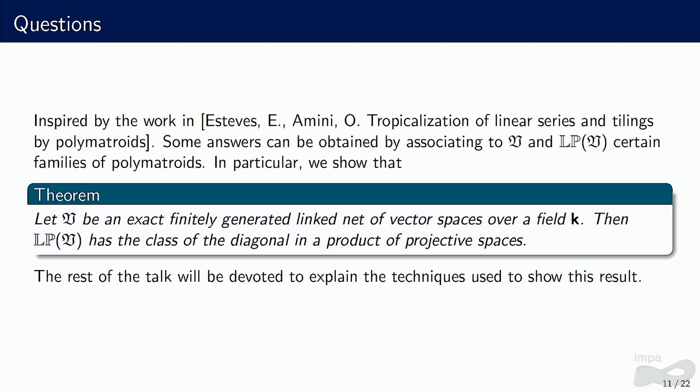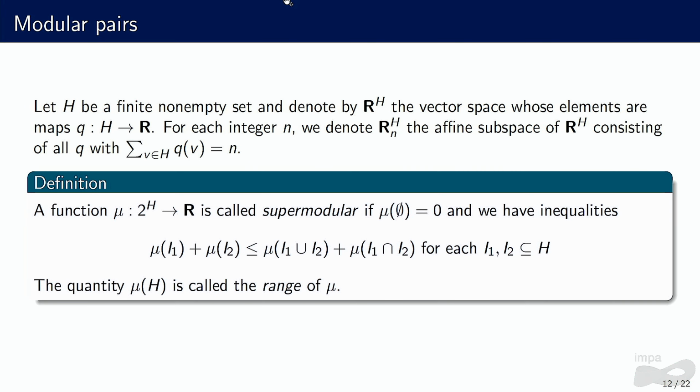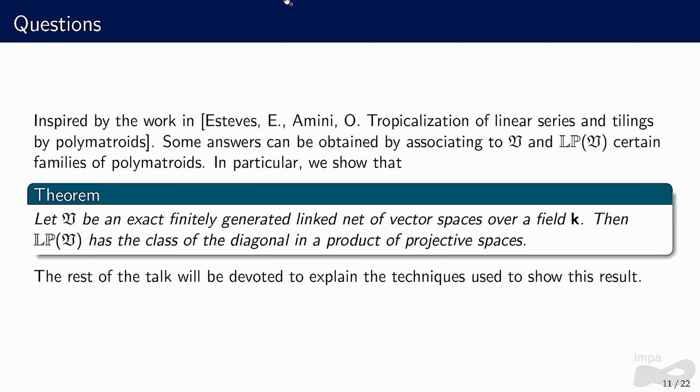So what I wanted to tell you today is that, inspired by this work on tropicalization of linear series and tiling by polymatroids, we can obtain some answers about the geometry of the linked projective space itself. So when we have an exact linked net of vector spaces over a field, probably an infinite field, we know that the LPV has the class of the diagonal in a product of projective spaces. So the rest of the talk will be about telling you how we show this theorem.